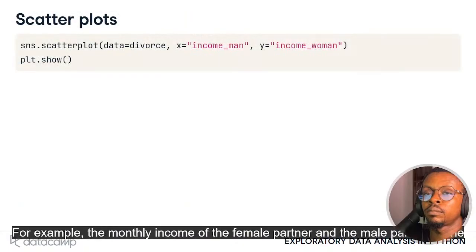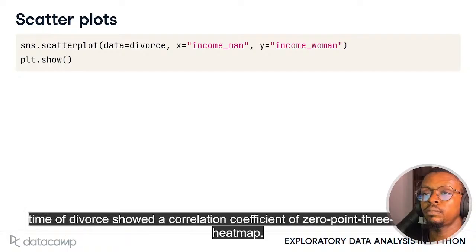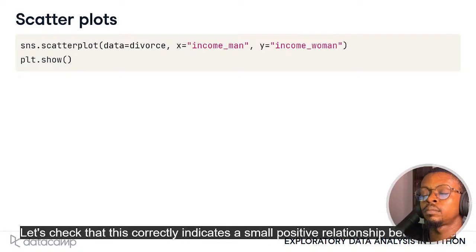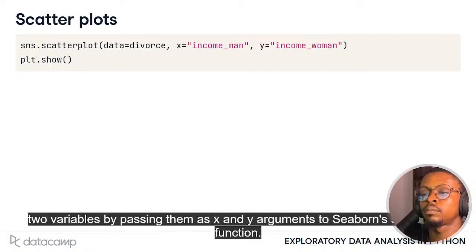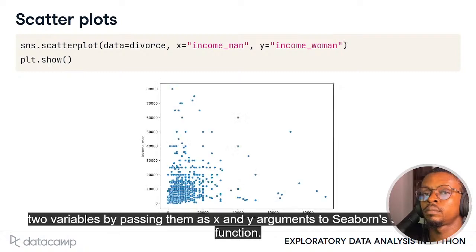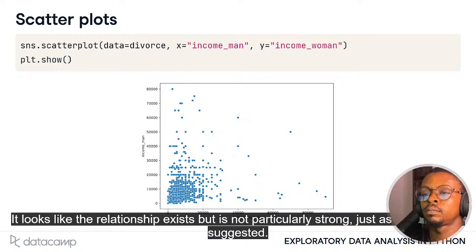For example, the monthly income of the female partner and the male partner at the time of divorce showed a correlation coefficient of 0.32 in our heatmap. Let's check that this correctly indicates a small positive relationship between the two variables by passing them as x and y arguments to Seaborn's scatterplot function. It looks like the relationship exists, but is not particularly strong, just as our heatmap suggested.